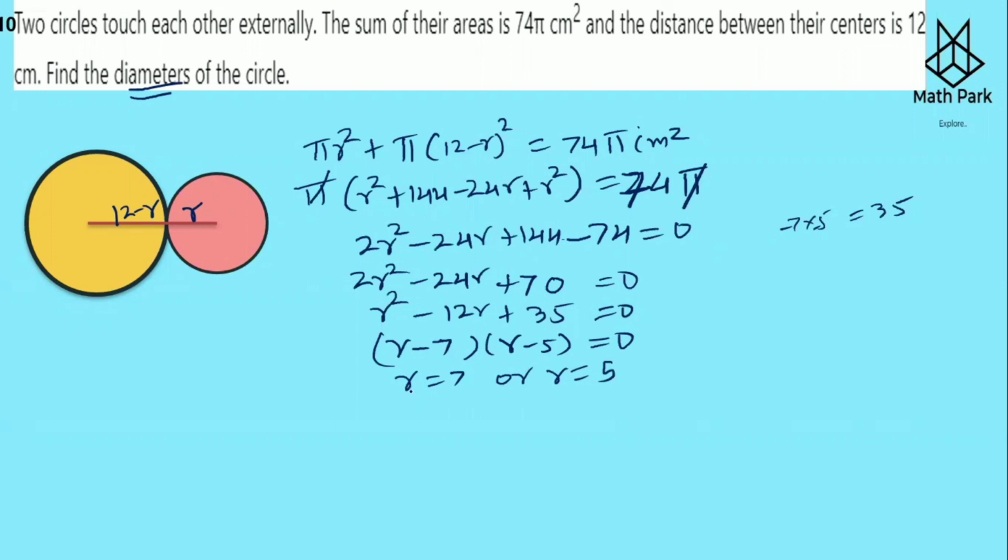So let us take this as R1 and this is my R2. Since I have found the R, this is my R1 and this is my R2. So you have diameter of the bigger circle is twice R1, which is 14 centimeter. And the diameter of the smaller one, which is twice of 5, which is 10 centimeter. And we are done with question number 10.